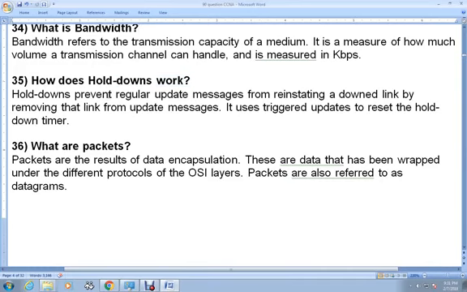Hold down prevents regular update messages from reinstating a downed link by removing that link from the update messages. It uses triggered updates to reset the hold down timer.